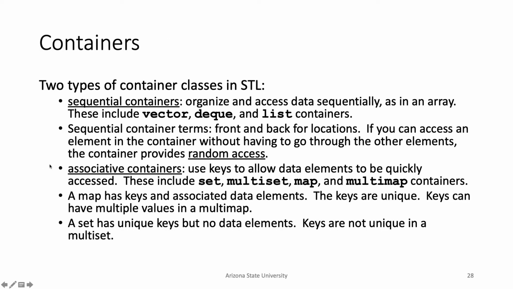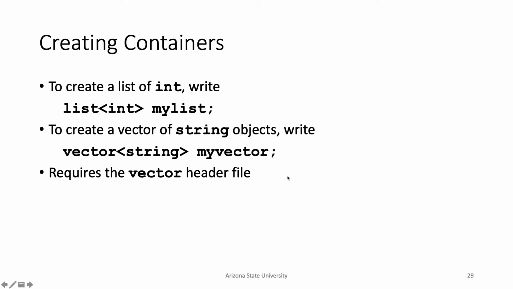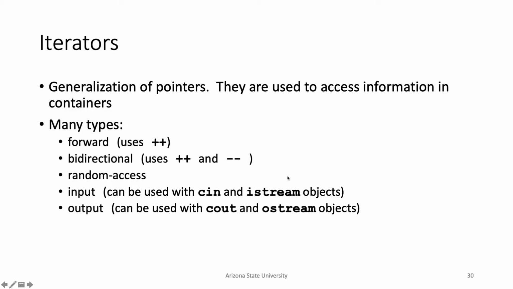So let's go back to this. Associative containers don't have indexes, so you can't use a random access iterator with them. But what do you think should have a random access iterator? It's not associative containers. Vector, yes. Why is that?